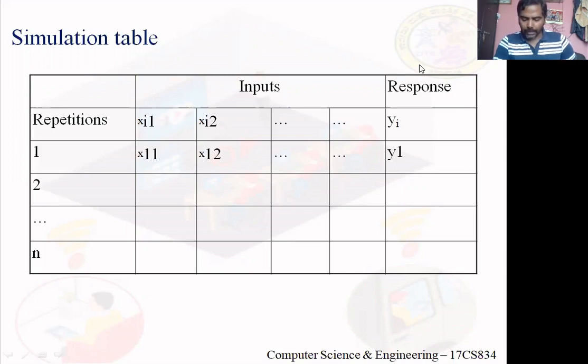Now we have inputs. Say for example, I'm simulating a banking system, and I have been given 2 inputs: inter-arrival times and service time. So the first and foremost thing I need to do is initialize the table by filling in the data for repetition 1.